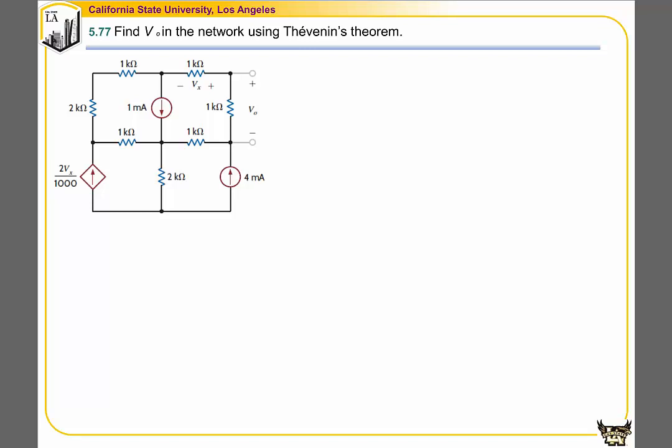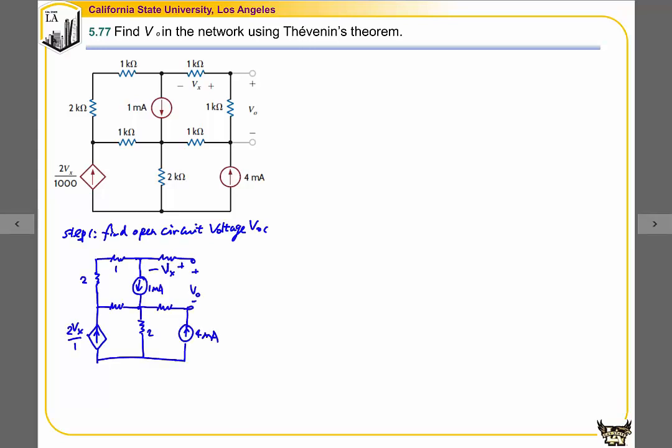In this example, we're going to find V0 in the network using Thevenin's theorem. Since this circuit contains both independent current sources and dependent current sources, it implies that we have to use the general method to solve this problem. So step 1, we're going to find the open circuit voltage VOC. So we draw the open circuit over here.